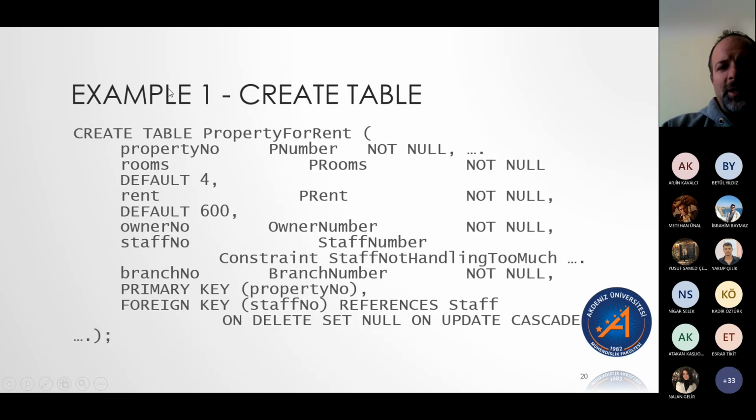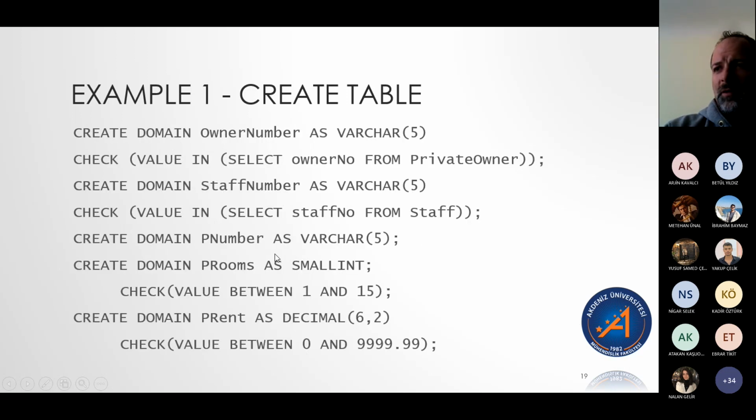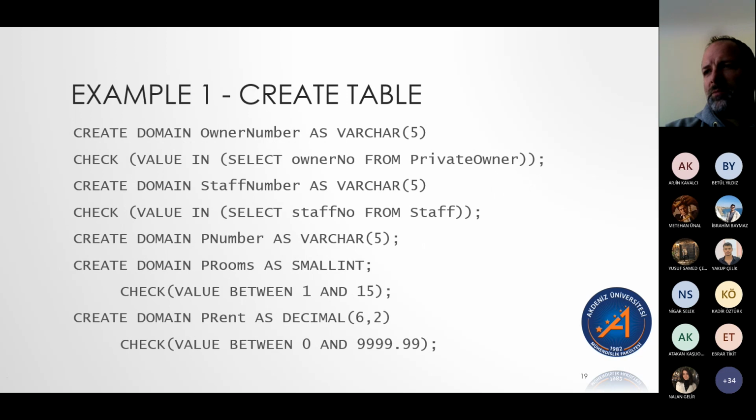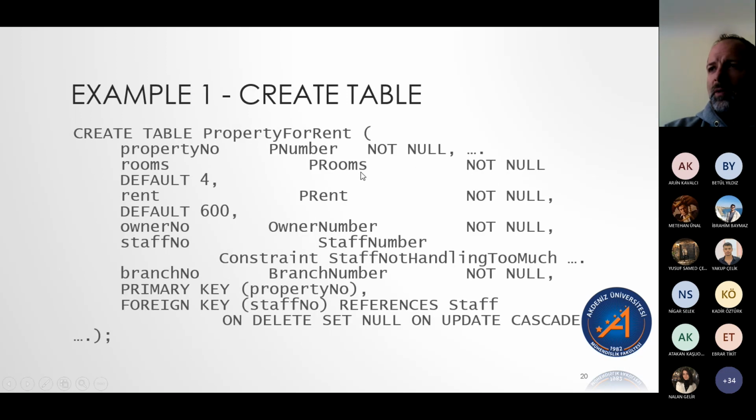All right, so here would be an example. Now, these things, pnumber, prooms, prent, were all defined as domains over here. So basically just take what was here and replace it here. So pnumber varchar 5, we would say, okay, property number is a varchar 5, not null. Rooms is whatever data type it was. I think it's a number. Yep, small int between 1 and 15. Default of 4. Rent, default of 600.